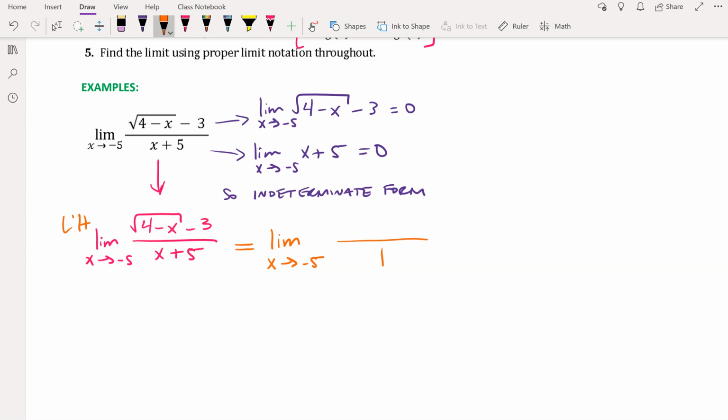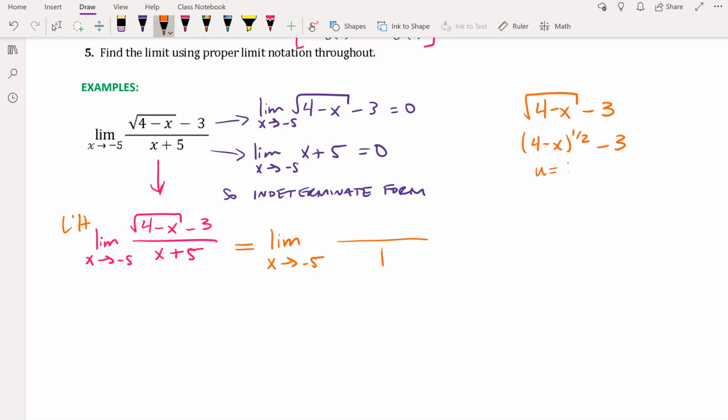So I'm going to come over here to do that. We have the square root of 4 minus x, minus 3. So that's the same as 4 minus x to the 1/2, minus 3. This is a chain rule.